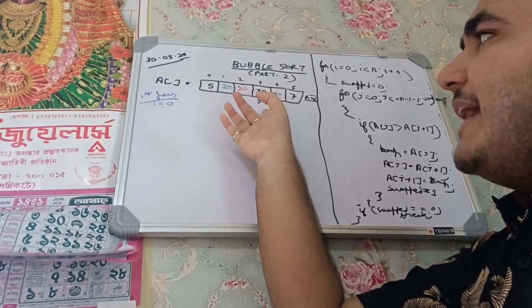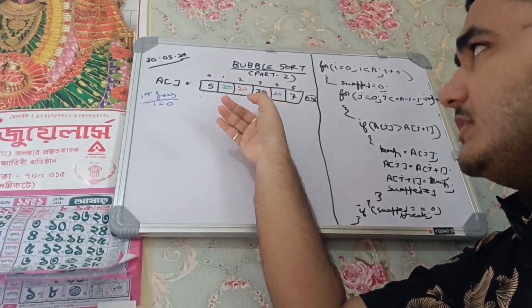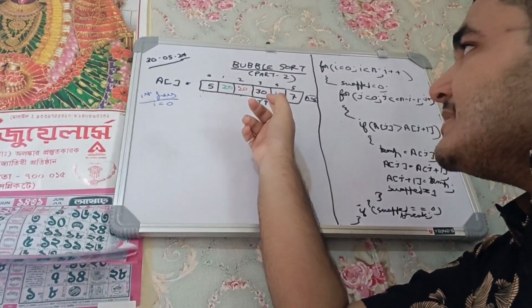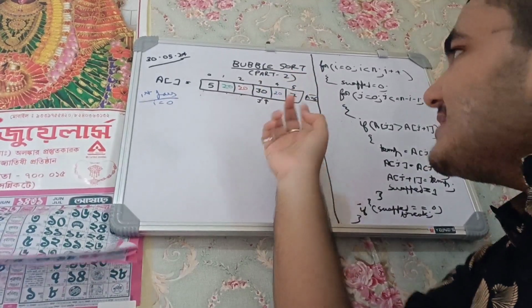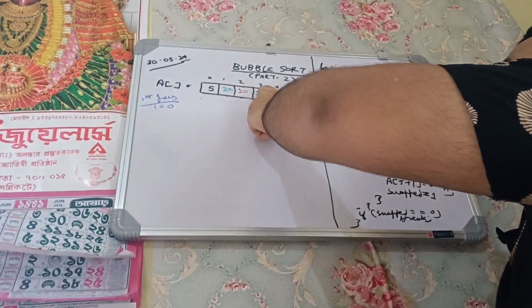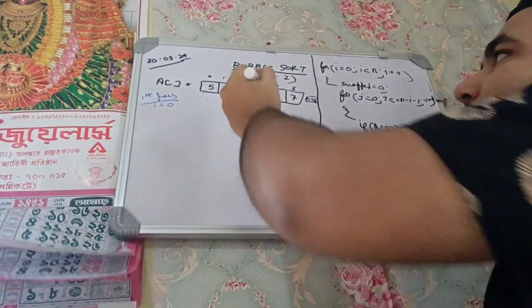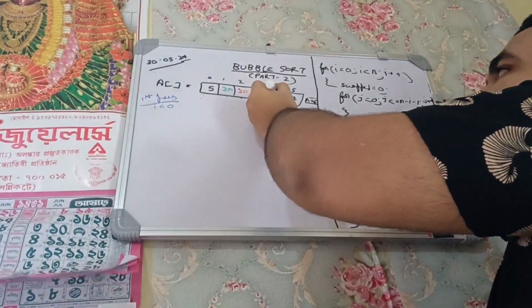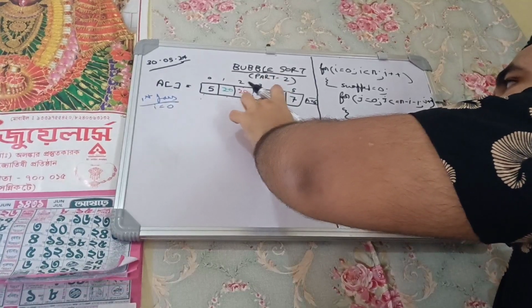So now, 30 again. Is 30 greater than 20? Yes. So should 30 come after 20? Yes. So therefore swapping is required. Fine. So 20 comes before and 30 comes after. The elements are swapped.